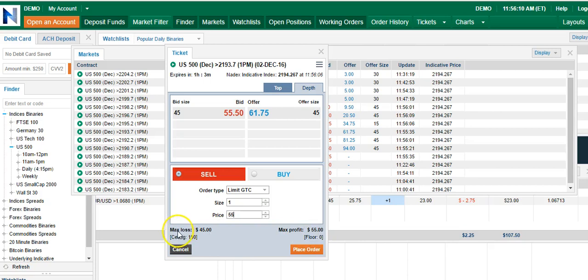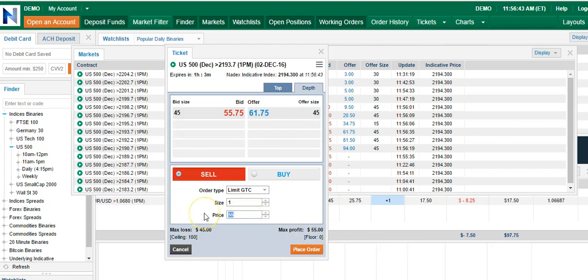So these two numbers are really what you need to look at, the max loss and the max profit. The max loss is the dollar amount that they're going to take out of your account if your trade is filled. So in this case, they would take $45 out of my account. My max profit is how much I would win if the trade finished in the money for me, and that's how much they would put into my account. So they'd actually put $100 in my account, but $55 of that is profit.